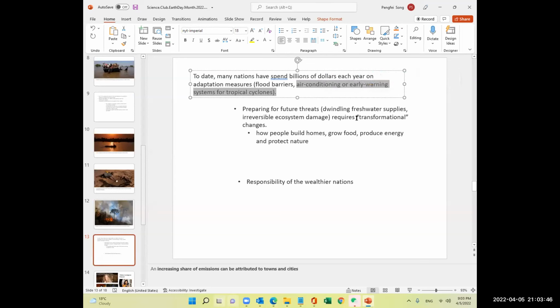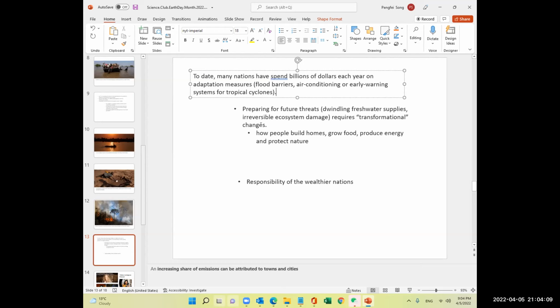But this has done some good for sure, right? For example, the early warning systems for tropical cyclones, right? People can evacuate to safer places. Therefore, fewer lives get lost because of these dramatic events. But if it's going to happen more frequently, right?